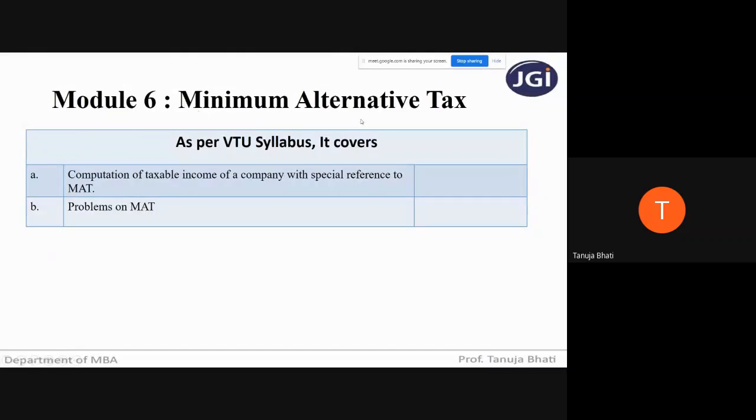Now, module number 6, which is minimum alternative tax, is also called as MAT. M stands for minimum, A alternative, and T tax. As per VTU syllabus, it covers how to compute the taxable income of a company with special reference to MAT and problems on MAT. So, module 6 is a very small unit. Only if you know the concept of MAT and you have problems on MAT. Let us move ahead.